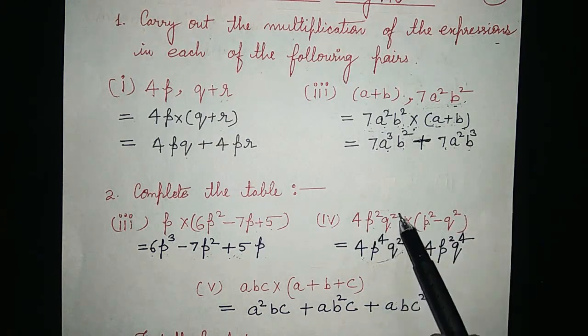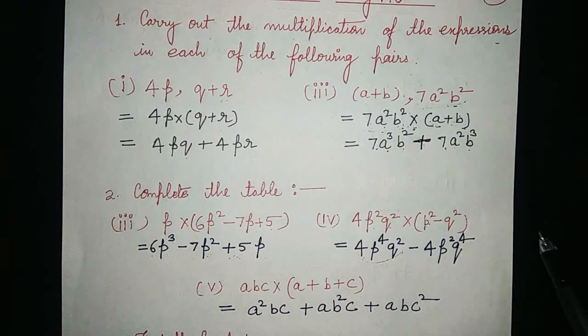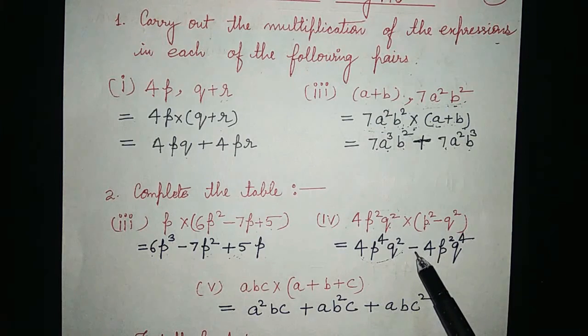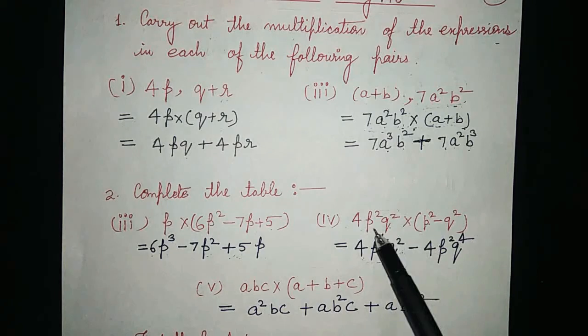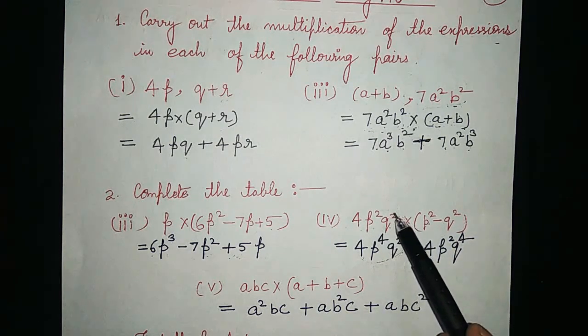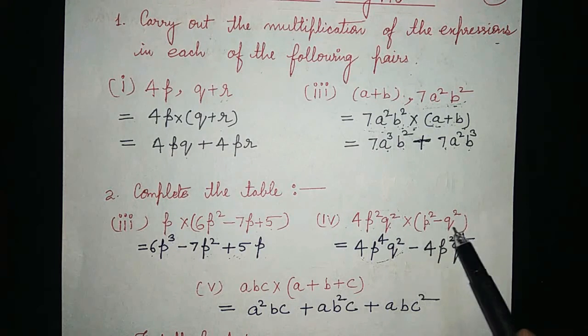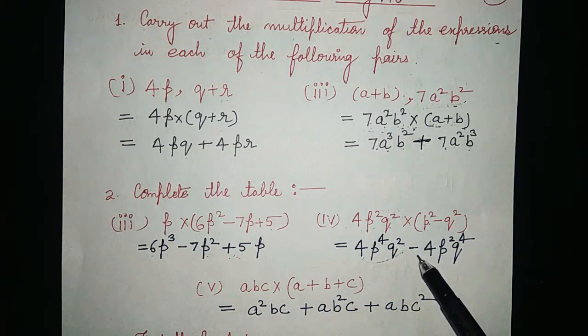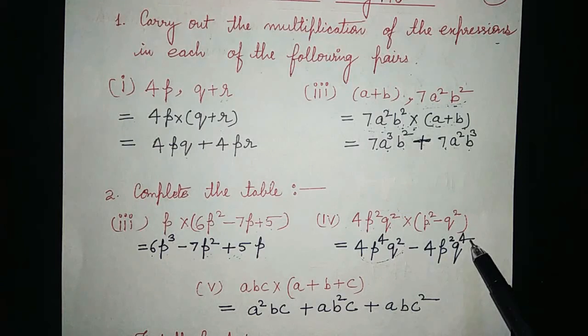Okay. Now this 4p square q square we will multiply with this minus q square. Okay. Now plus and minus. What will come here? Minus will come. And 4p square we will write. Q square and q square, if we multiply we will get q to the power 4. Okay. Now the result of this multiplication we can see 4p to the power 4 q square minus 4p square q to the power 4.